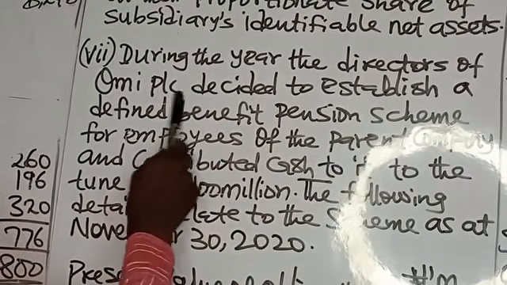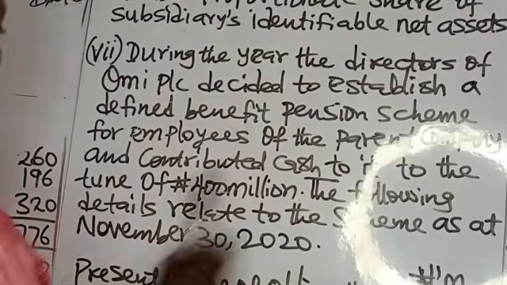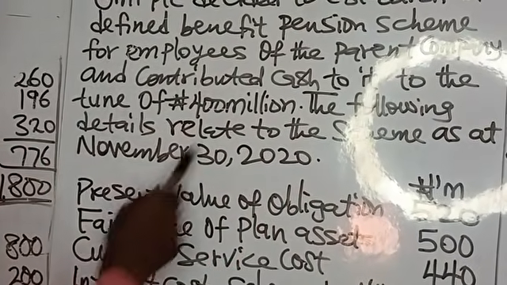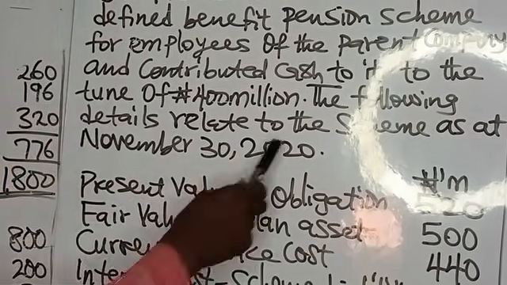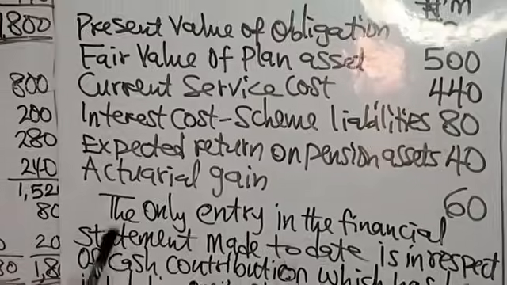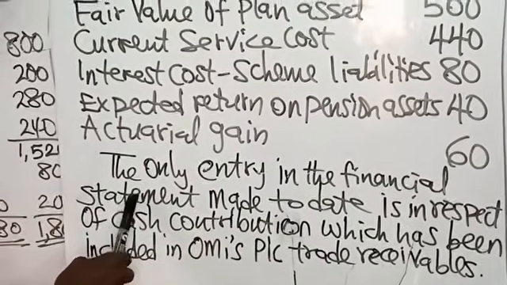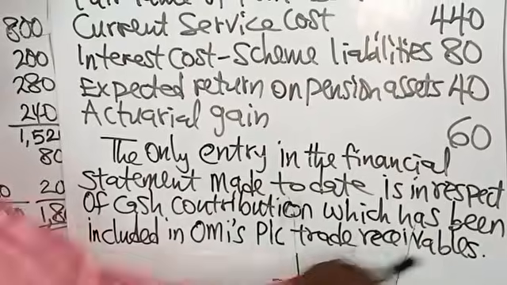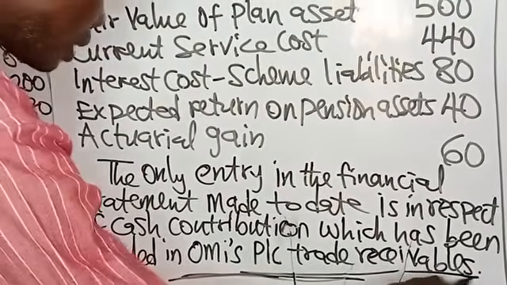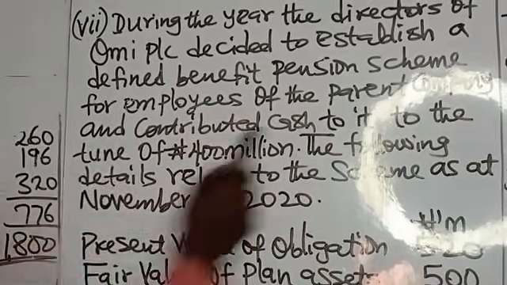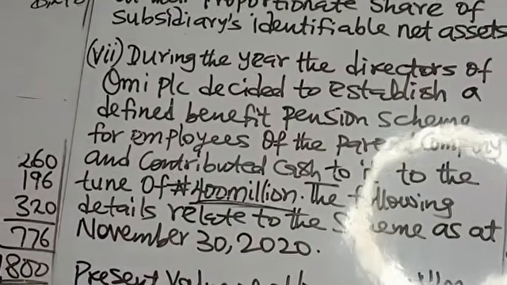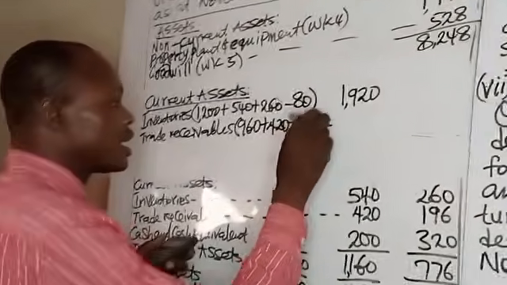During the year, the directors of Omi PLC decided to establish a defined benefit pension scheme for employees of the parent company and contributed cash to it to the tune of 400 million. The following details relate to the scheme as at November 30, 2020. You were told the only entry in the financial statements made to date is in respect of the cash contribution, which has been included in Omi PLC trade receivables. Since the cash contribution has been included in trade receivables, you are going to deduct it. How much is the cash contribution? You were told it is 400 million. Since it has been included in trade receivables of Omi, you are going to subtract that cash contribution.